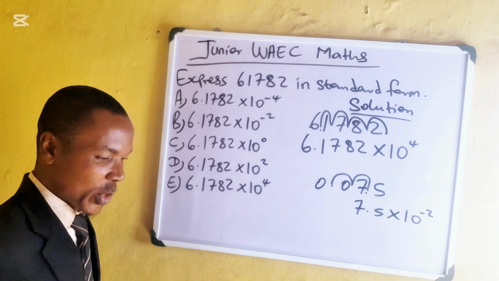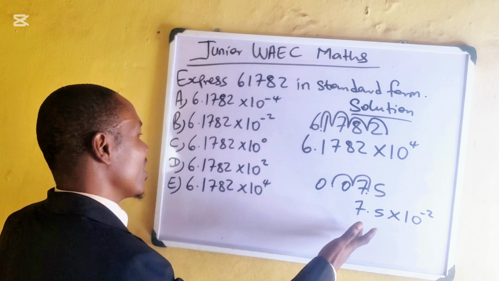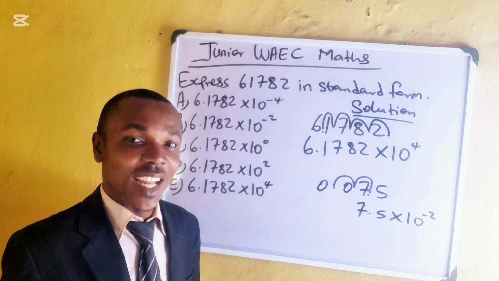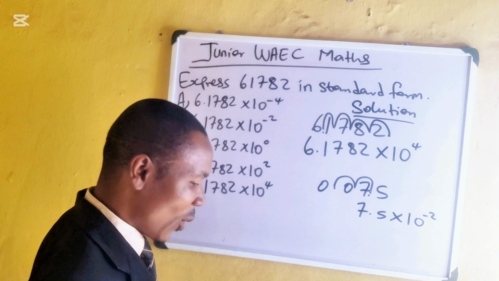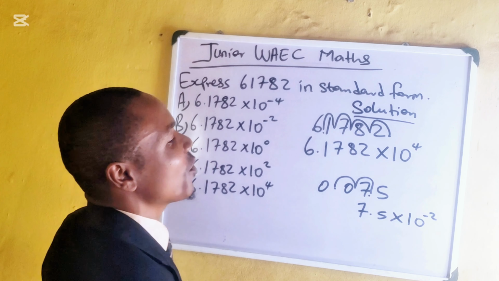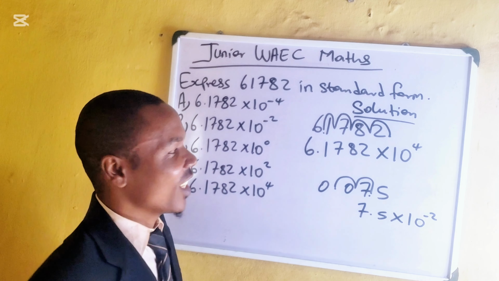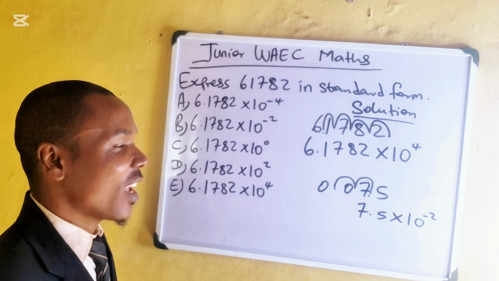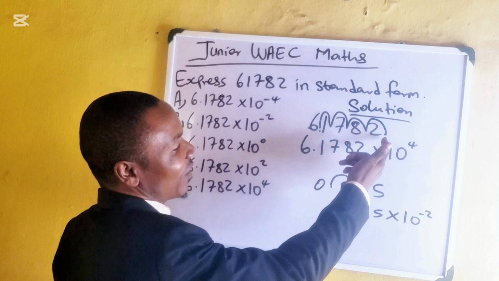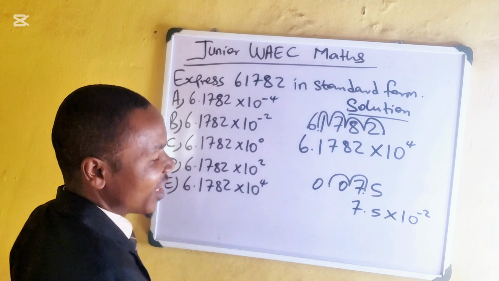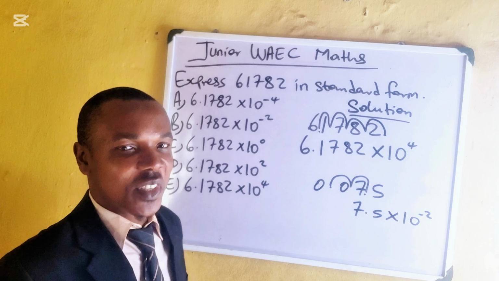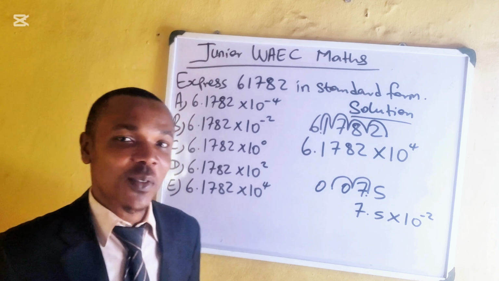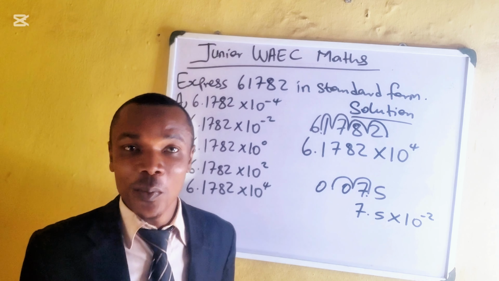Another better way of explaining this is that, because moving towards the left and moving towards the right may confuse candidates sometimes, another way of doing this is to just forget about moving towards the left or the right. Just locate the back of the first significant figure. After locating it, like tracing like this or tracing like this, you count the number of steps. So the problem now is: is it going to be positive or negative? How to know whether it's going to be negative or positive is this.